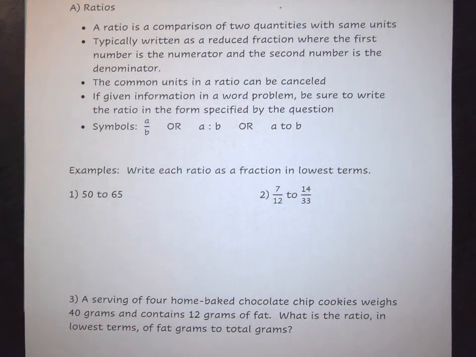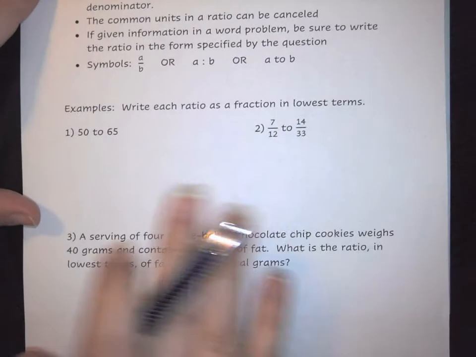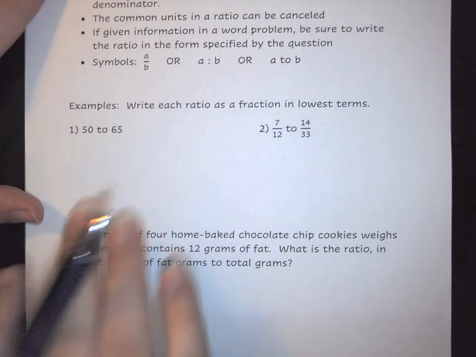In this video, we're going to look at a couple examples of what it means to have a ratio. First, we have to remember that a ratio is a comparison of quantities. Most of the time it's two quantities, usually with the same units. We generally write ratios as reduced fractions, where the first number that you see is always your numerator and the second is your denominator.